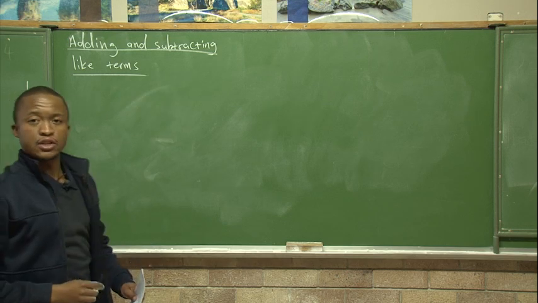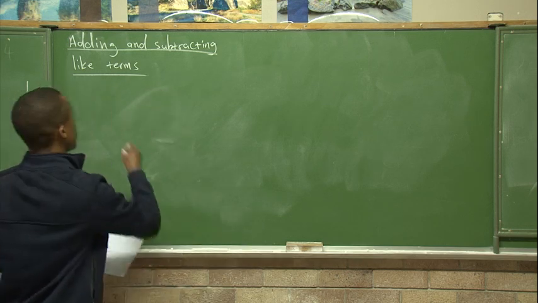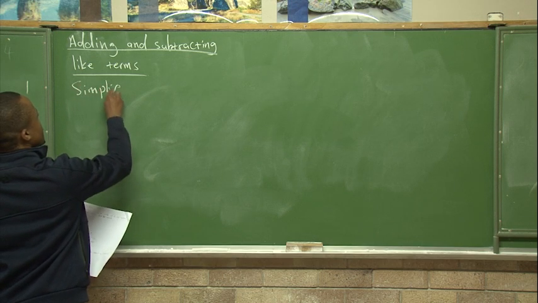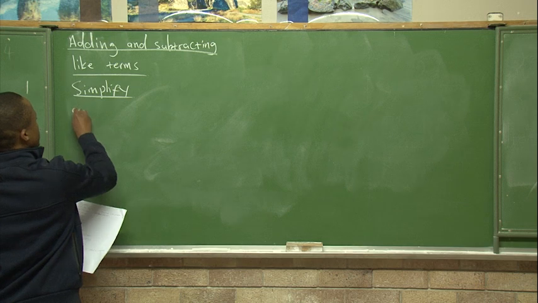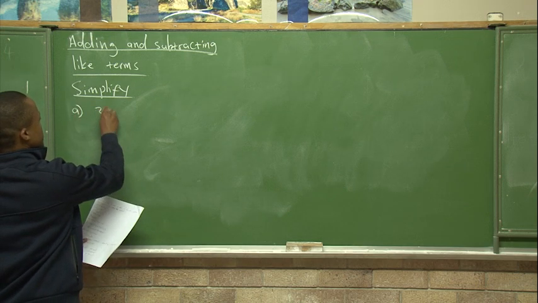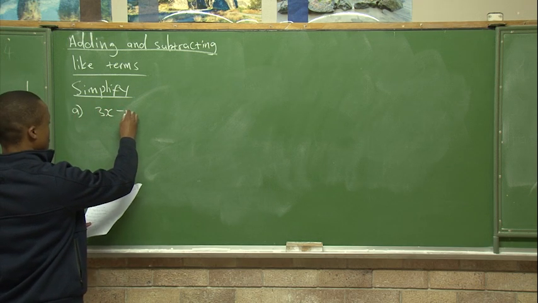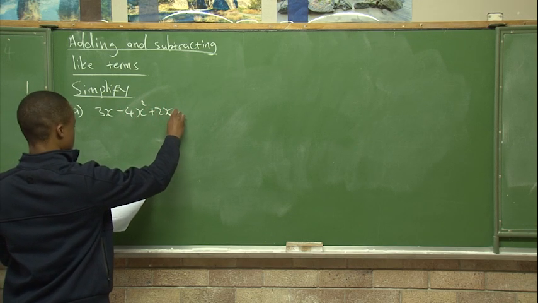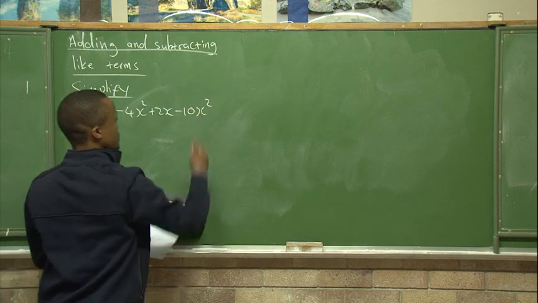Adding and subtracting like terms. So the questions will come as follows. We will be told to simplify. We have here 3x minus 4x squared plus 2x minus 10x squared.